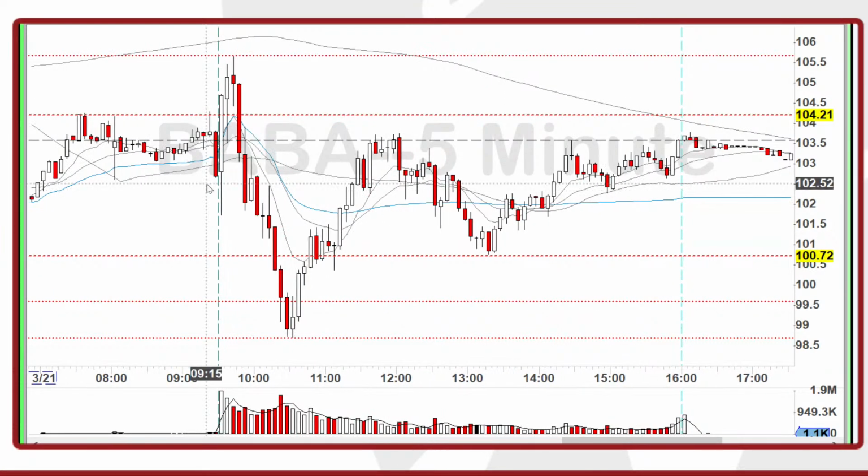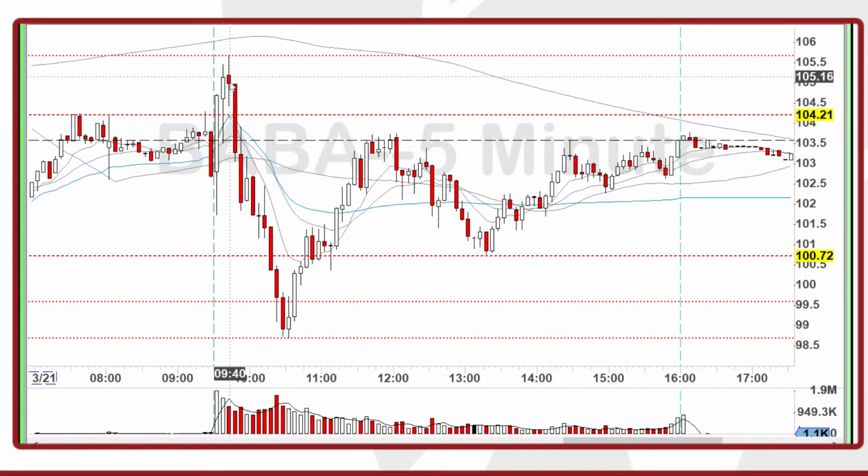Look at Baba here, guys. Popped up pretty nice, and then a beautiful sell-off all the way down to 99 from like 105. Another V reversal right back to the VWAP, and then some more movement upwards. I mean, it's just been wild, this one here, on both ends, long and short.